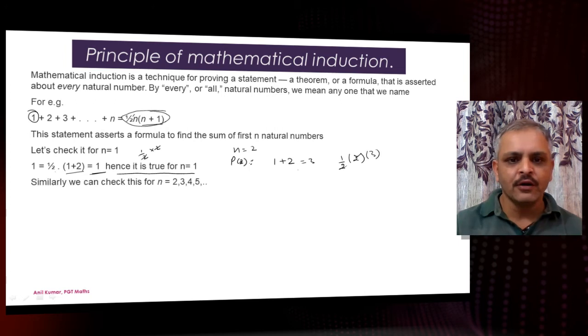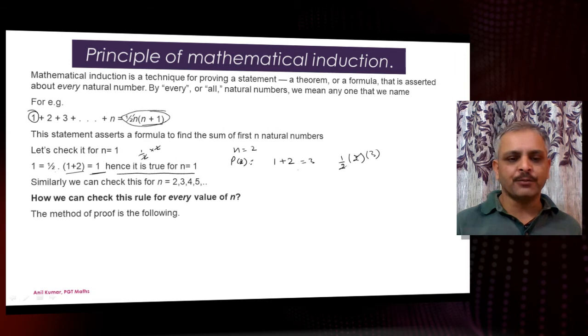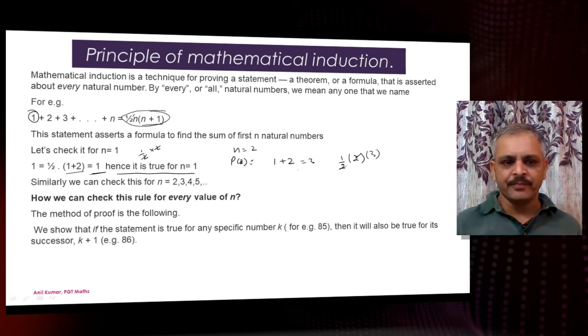Similarly, I can check it for n equal to 3, 4, 5. So how can we check this rule for every value of n? Should I have to continue like this? Because the natural numbers are infinite, I cannot check like that. So what process do I have to adopt? The method of proof is the following.